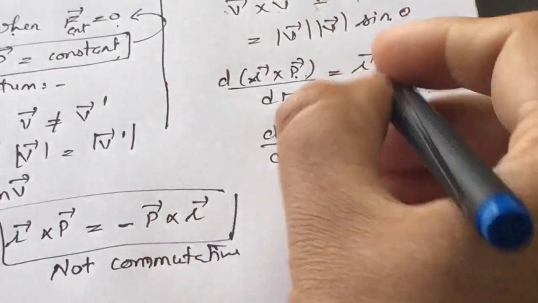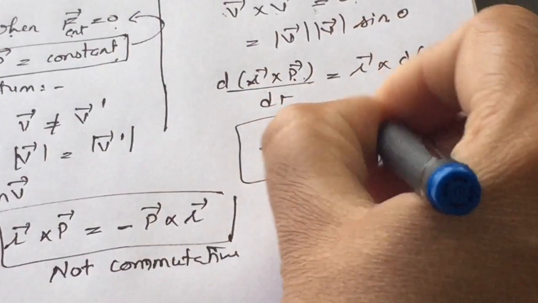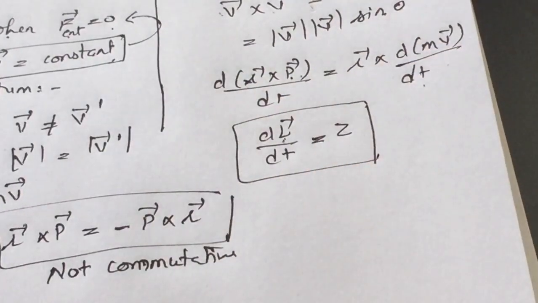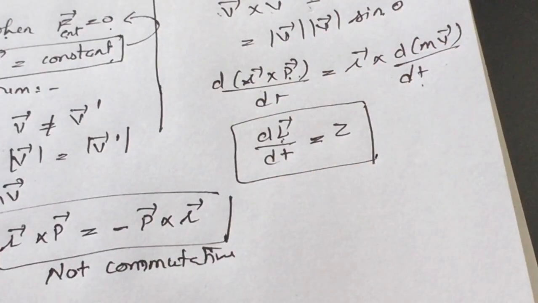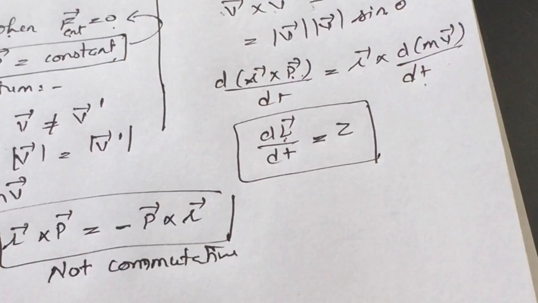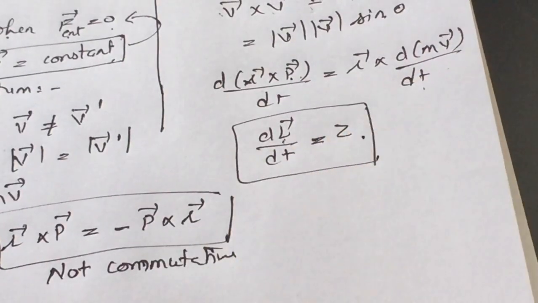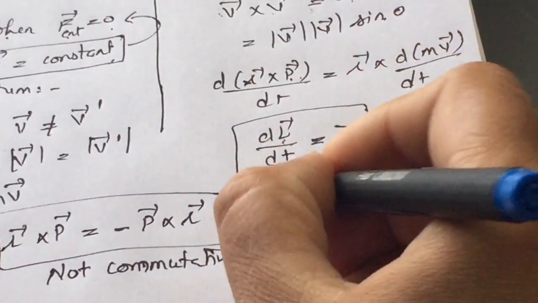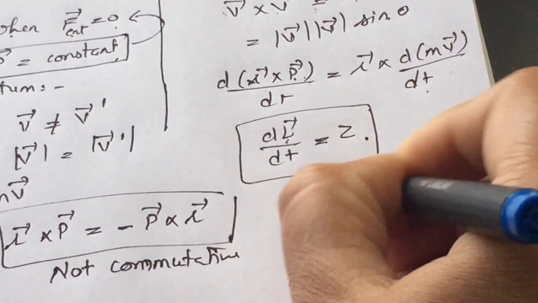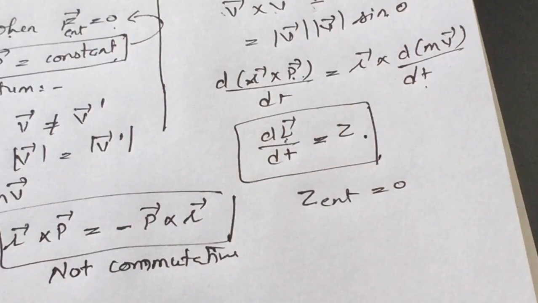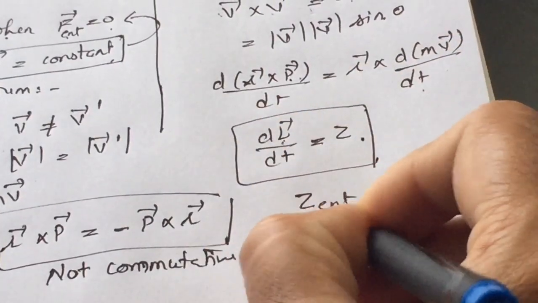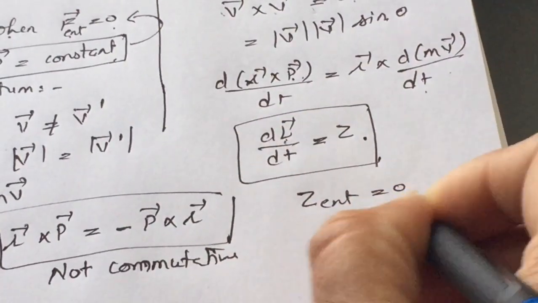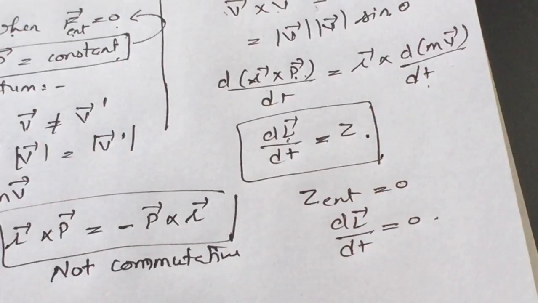It means this is the relation between torque and angular momentum. And now find out the condition: at what condition can the angular momentum from this equation be constant? If the external torque applied on the body is 0, then the change in angular momentum with respect to time also becomes 0.